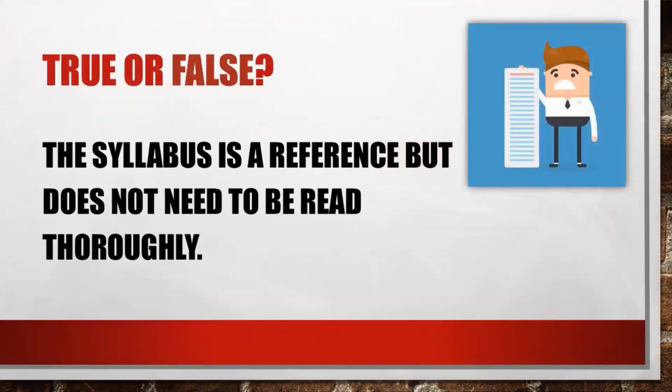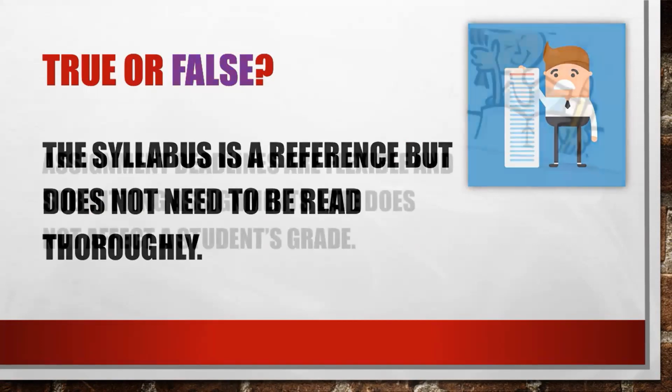The syllabus is a reference, but does not need to be read thoroughly. What do you think about this? Well, this one's false. The syllabus is probably the most important information for each course. The professor will include guidelines that the professor is going to follow for each class. It's usually going to include dates for important assignments and exams, and the syllabus can tell you what to do if you miss an assignment or an exam and who to contact for help. So the syllabus turns out to be probably the most important aspect and one that we don't really think about.